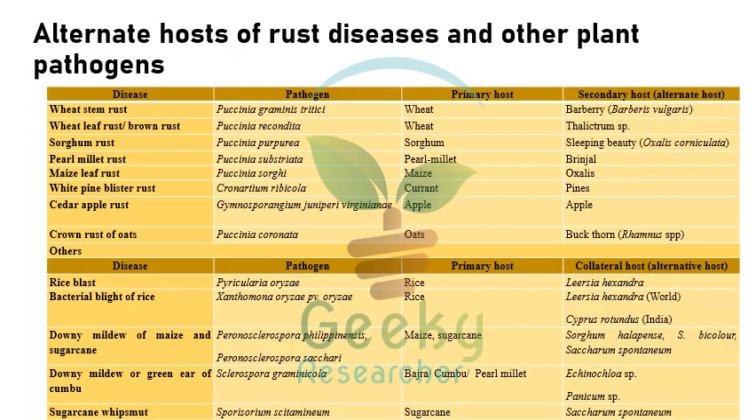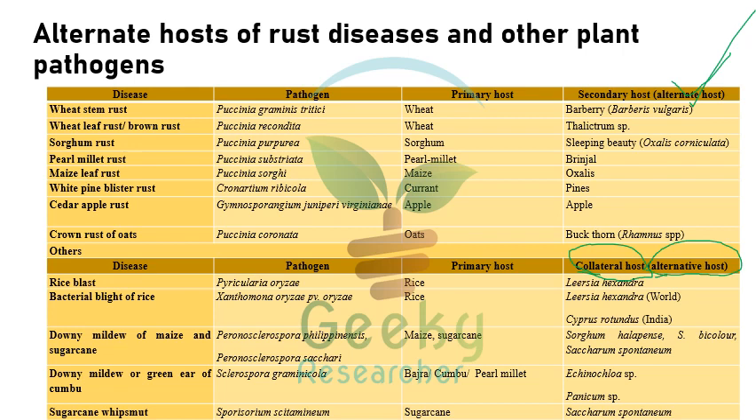The next one is alternate hosts and collateral hosts of some pathogens. I am telling you what alternate host means. Alternate host is the secondary host, where the main host and the alternate host do not belong to the same family. If it is a different family, it is called an alternate host. If the main host and the secondary host are of the same family, it is called a collateral host.